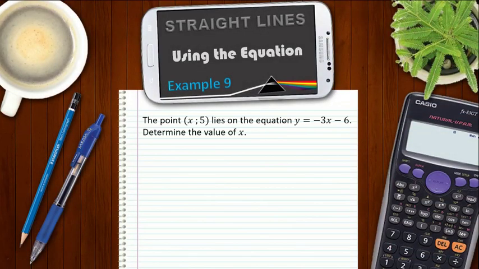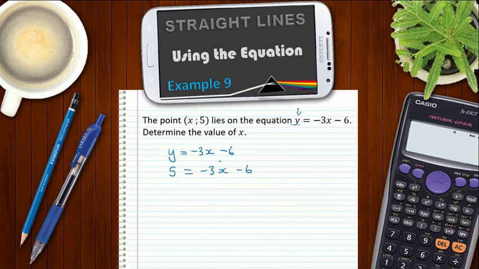Then for example 9, if we have the point (x, 5) lies on this equation, determine the value of x. Now in this case, we need to find x and we are given y's value. So we are just going to take this 5 and substitute it into this equation in place of y. So I have y equals minus 3x minus 6. So I put in 5 instead of y: 5 equals minus 3x minus 6.